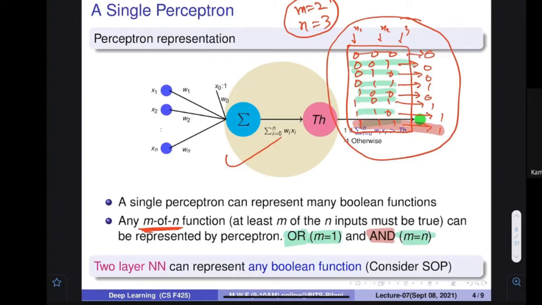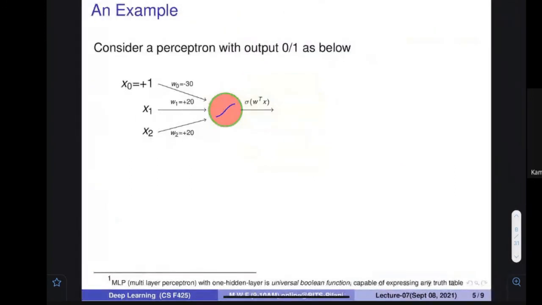I'm talking about only a single perceptron. But as I told you earlier, if you make a layer, then you can build any Boolean function. Right now I'm not going to explain this. It will be clear in later slides, maybe in the next class.